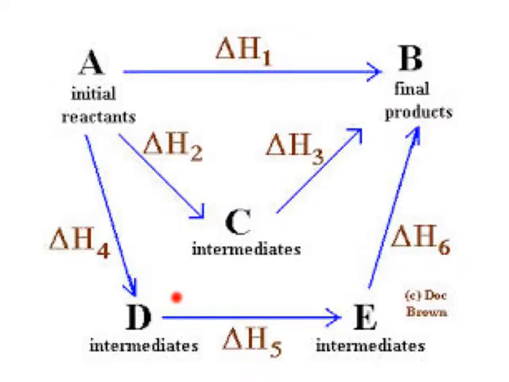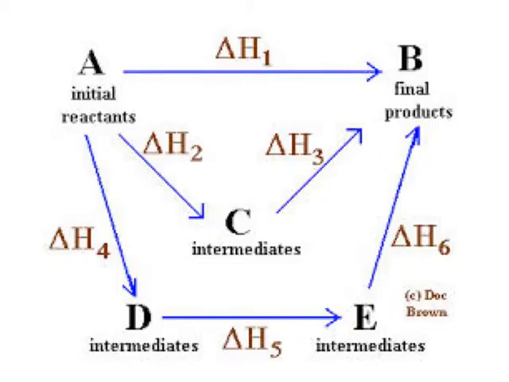What this whole picture shows me is that regardless of the path, whether I go here and then here, or here, here, and here, the overall delta H is going to be the same. The initial reactants and the final products are always going to be the same. So for example, delta H2 plus delta H3 will give me delta H1. Delta H4 plus delta H5 plus delta H6 will also give me delta H1. It doesn't matter which path I choose to go, the overall delta H will be exactly the same.